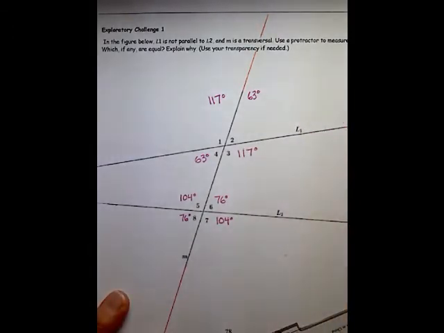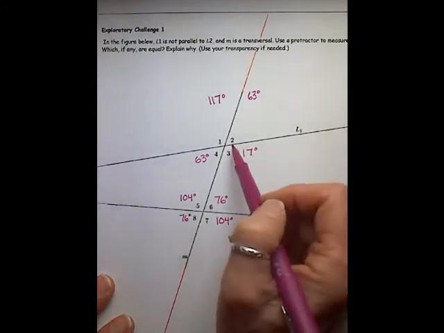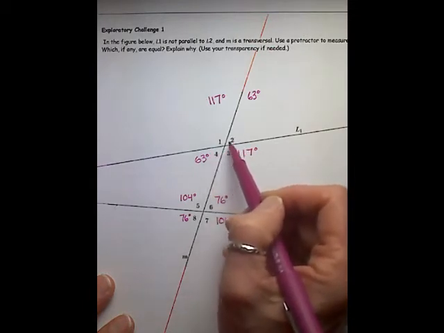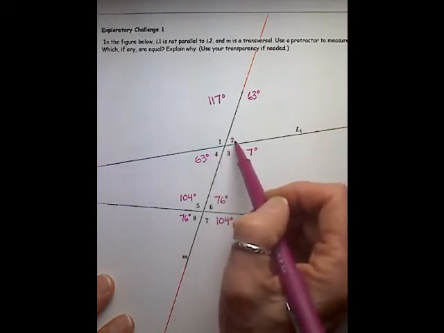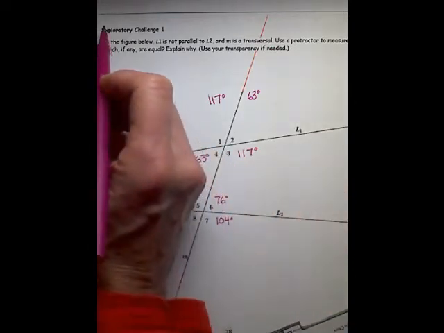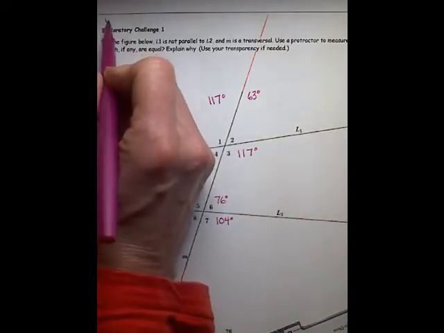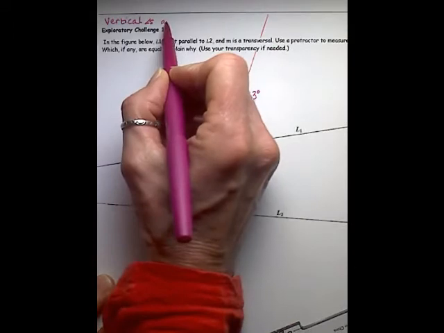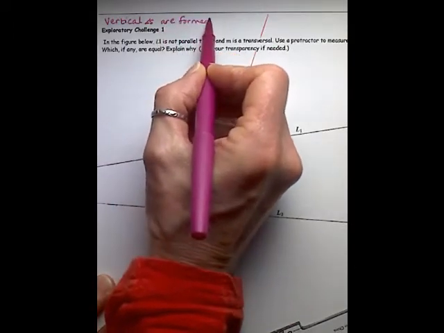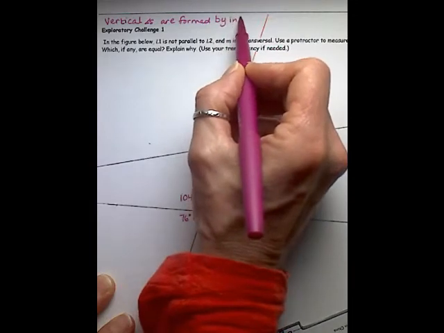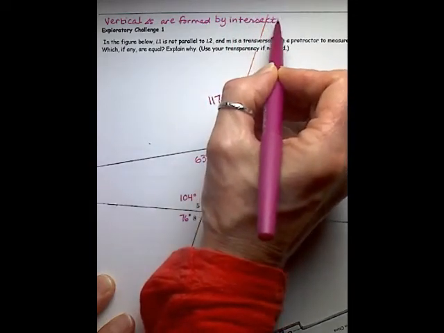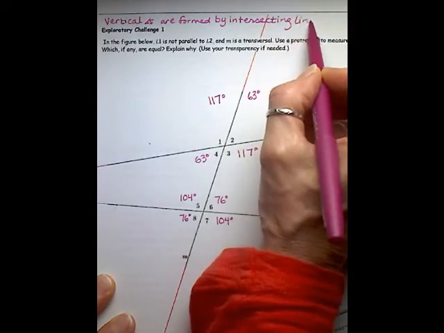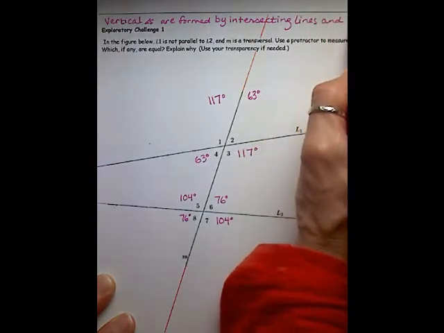So let's write a few things. We have several definitions to go through on this page. The first thing that I want to review is vertical angles. And remember, vertical angles are formed by intersecting lines. And we know that vertical angles are equal in measure. So let's go ahead and add that up here on your notes. Vertical angles are formed by intersecting lines and are equal in measure.